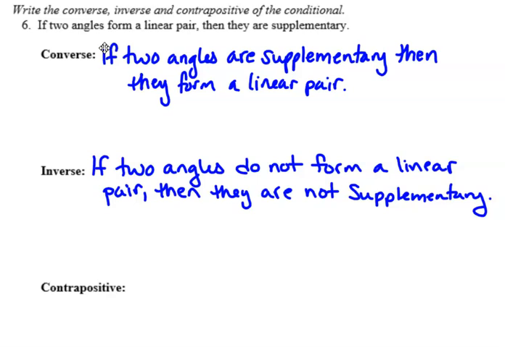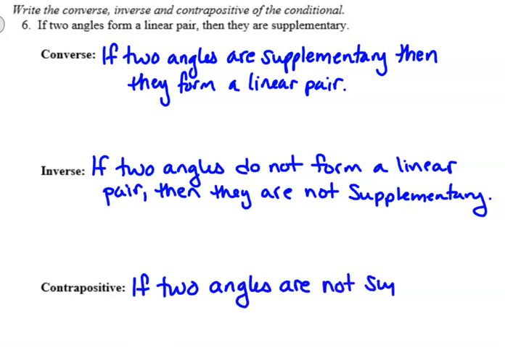The third one then is your contrapositive. So basically I need to do both. I'm going to switch and I'm going to make it negative. So you can also think of it as taking your converse and putting in some nots. So we're going to say if two angles are not supplementary, then they do not form a linear pair.